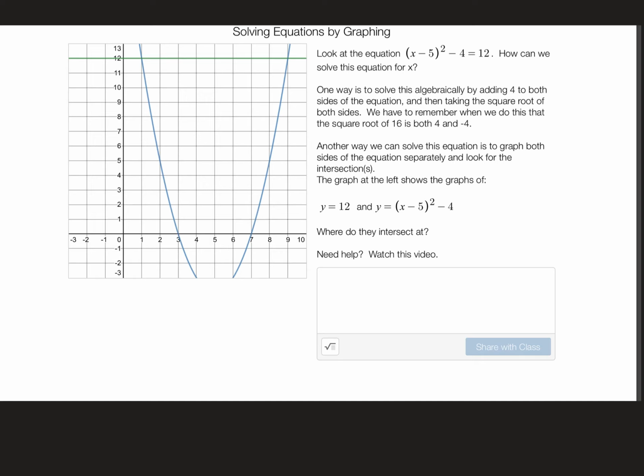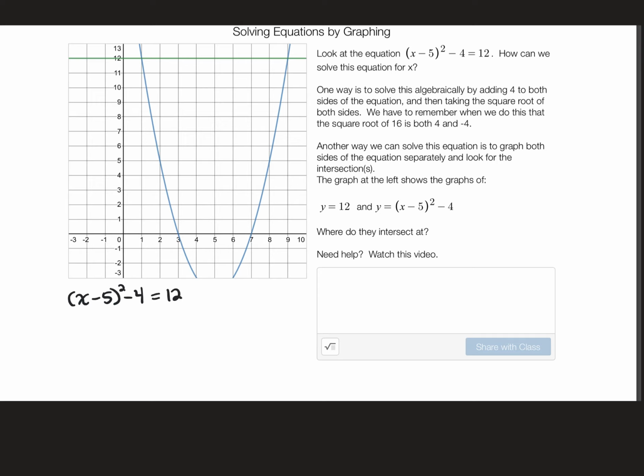All right, so slide 2 here. We have the equation (x − 5)² − 4 = 12. And it says, what's one way to solve this equation? Now, if you were thinking algebraically how to solve this equation, it talks you through it in words, but this is what it would look like.